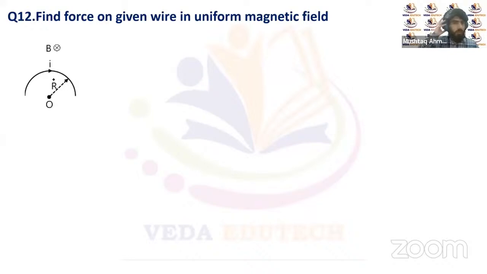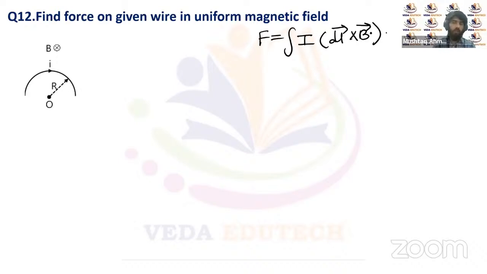The last question is to find the force on a given wire in a uniform magnetic field. The force on a current carrying wire in a magnetic field is given by the integral of I dl cross B. This is the force on a current carrying wire in a magnetic field.